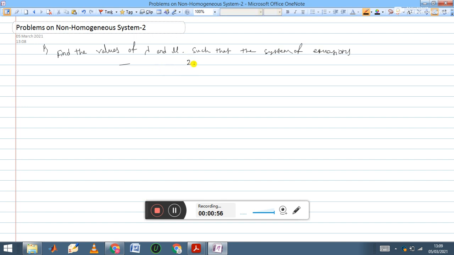Here they are given equations 2x plus 3y plus 5z equals 9, 7x plus 3y minus 2z equals 8, and your third equation 2x plus 3y plus lambda z equals mu, has first condition, unique solution, second, no solution, third, infinite number of solutions.